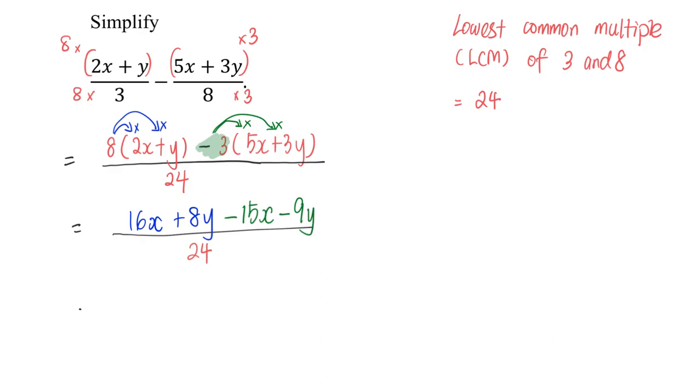Last step would then be to simplify everything up. I still have my 24 as the denominator. You would then see me simplifying the numerator. 16x minus 15x, that will give me positive 1x. 8y minus 9y, that will give me negative 1y. And since I cannot simplify any further, this will be the final answer.